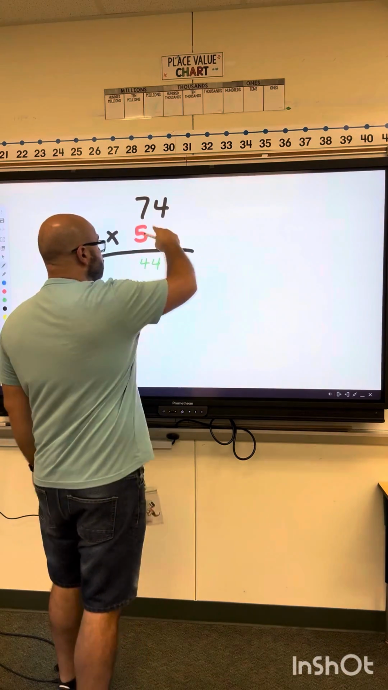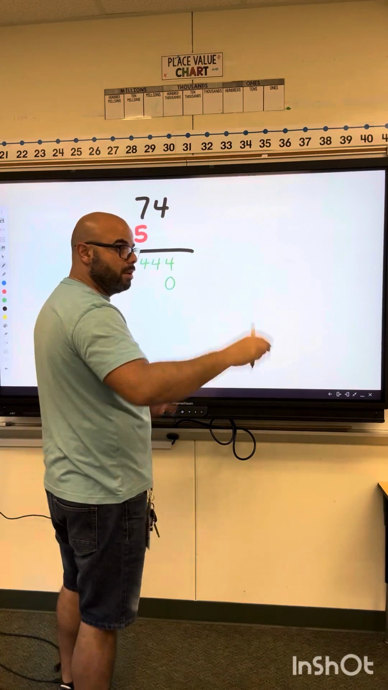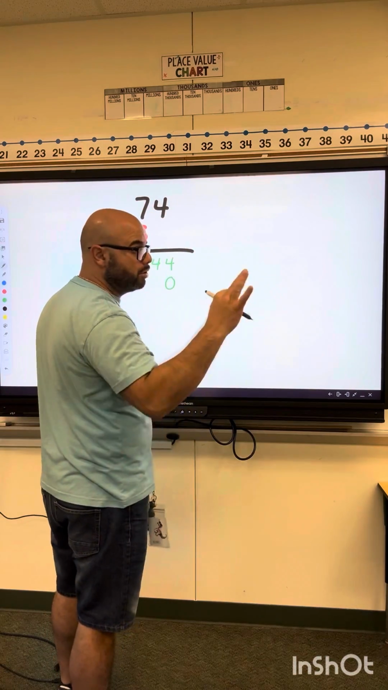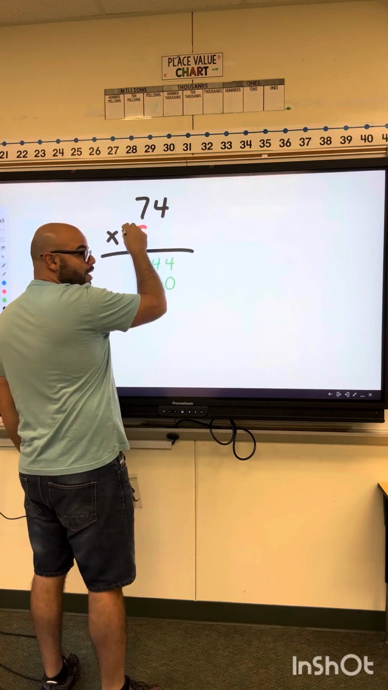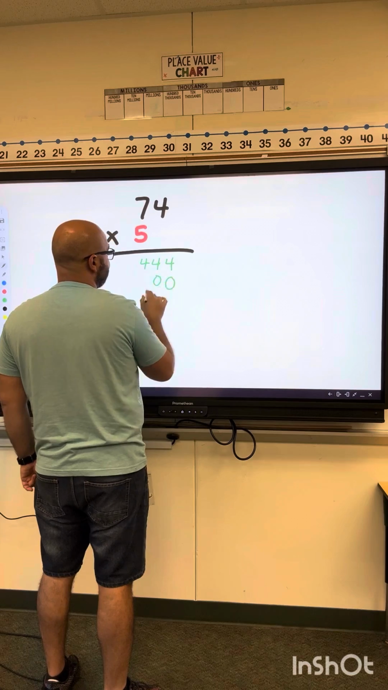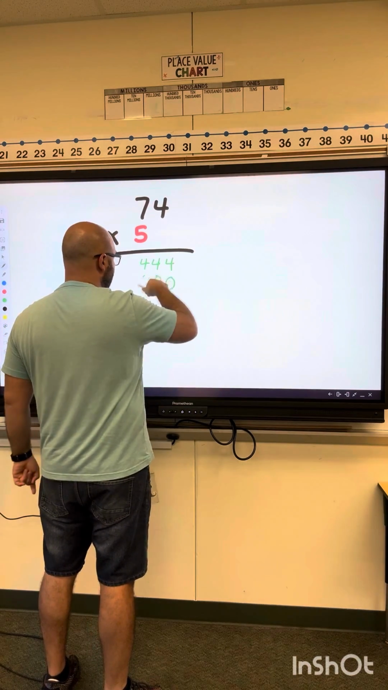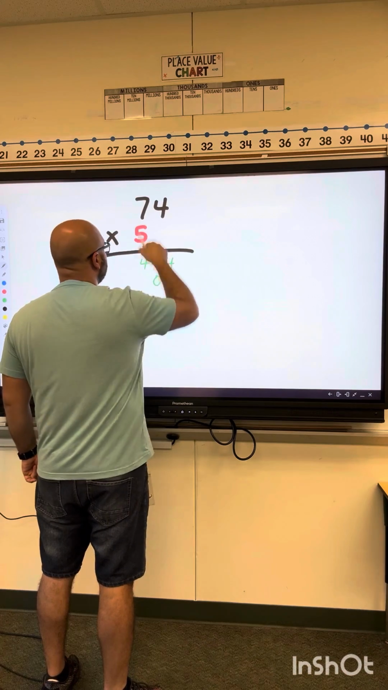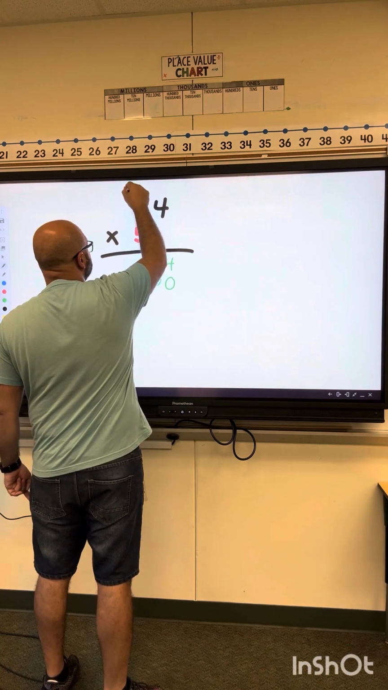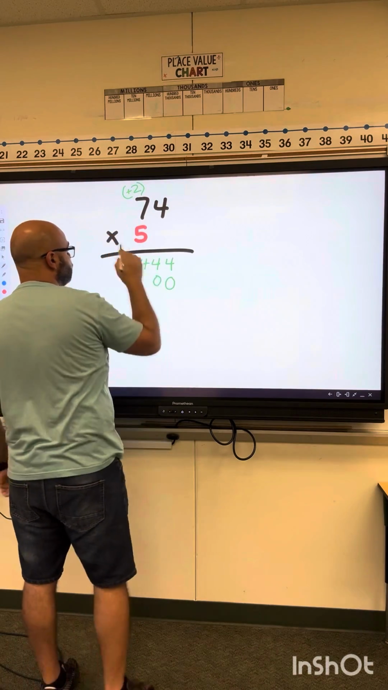First step, multiply the 6 times the 4, 6 times the 7. Second step, add the 0. Third step, to start multiplying the 5 times the 4. 5 times 4 is 20. Again, carry that 2. Don't leave it there. You have to carry it. If you don't carry, you're gonna get a complete different answer. Here you go. Now 5 times 7 is 35, plus 2 is 37.